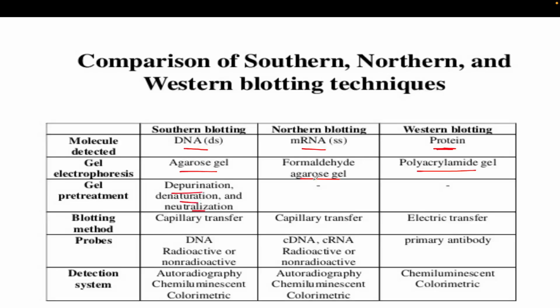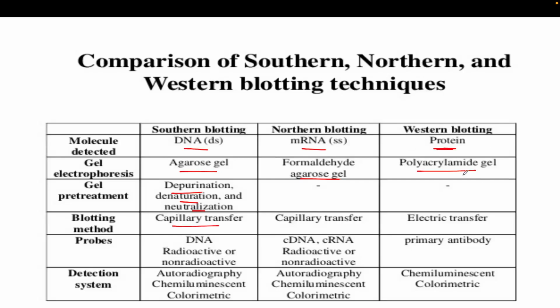But in the case of northern blotting, there is no need for denaturation and digestion. And for western blotting also, there is no need. The blotting technique, meaning the transfer method, generally happens in southern blotting and northern blotting by capillary transfer. You keep your membrane onto a solution, so that through capillary action it will migrate from the lower part to the upper part.